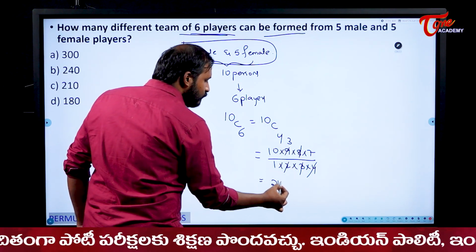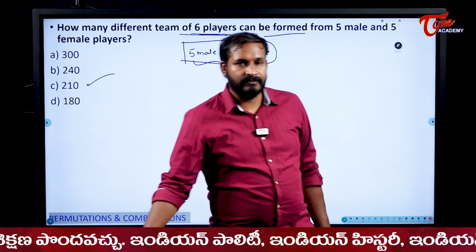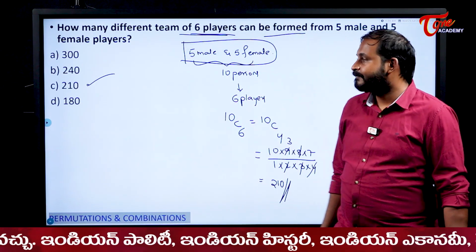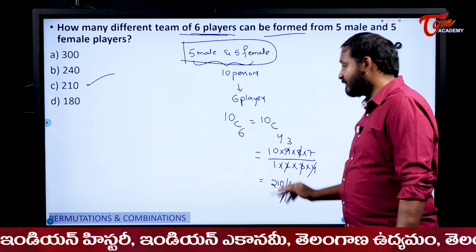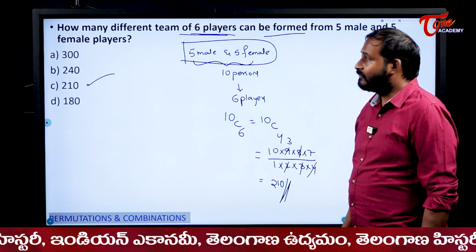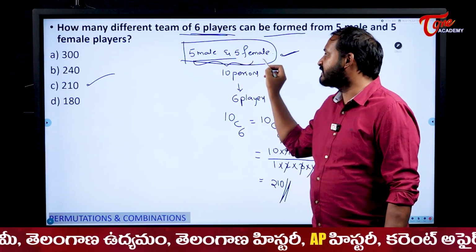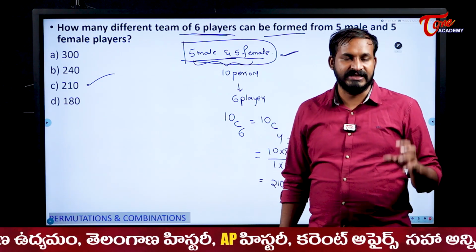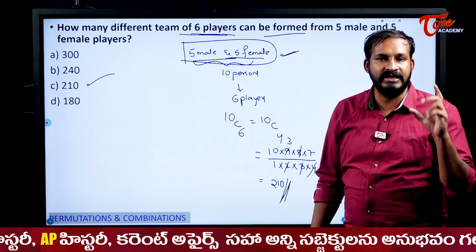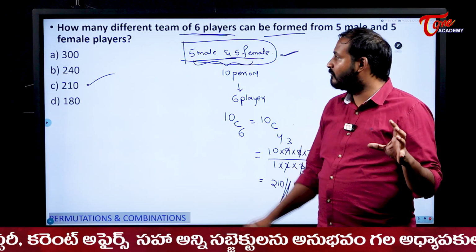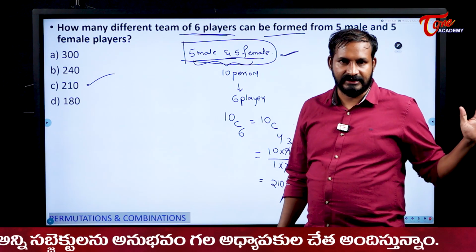30 7s are 210. So in how many ways can we select 6 players from 10 players? We can select them in 210 different ways. See here, students, once again I am repeating, if there is no special condition like male and female or any other thing, we will consider them as a whole group, as a single one. No need to do the discrimination here. So from 10 persons I need to select just 6. That's it.